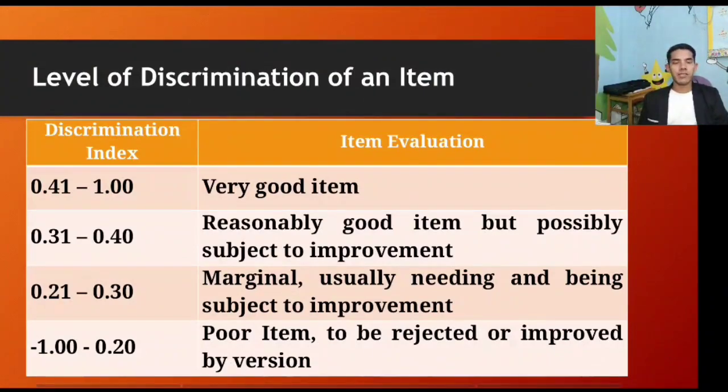Okay, level of discrimination of an item. We have negative 1.00 to 0.20, or below 0.20, what we call a poor item, to be rejected or improved by revision. And we have 0.21 to 0.30, what we call marginal, usually needing and being subject to improvement. And we have 0.31 to 0.40, reasonably good item but possibly subject to improvement. So this 0.31 to 0.40 is a good item. And lastly, 0.41 to 1.00 is a very good item.